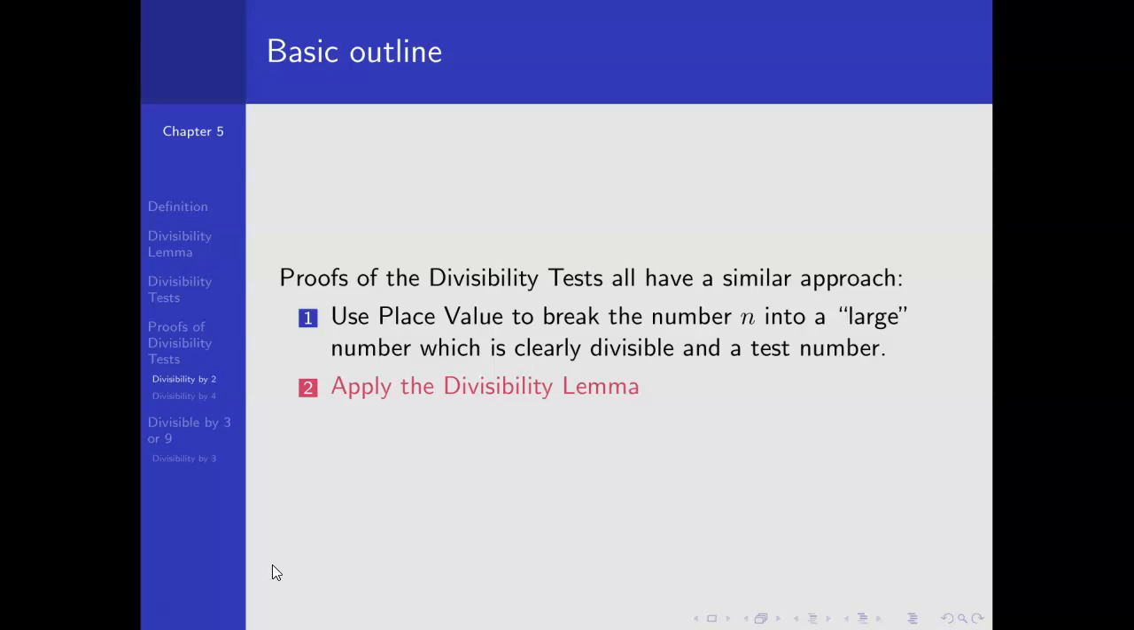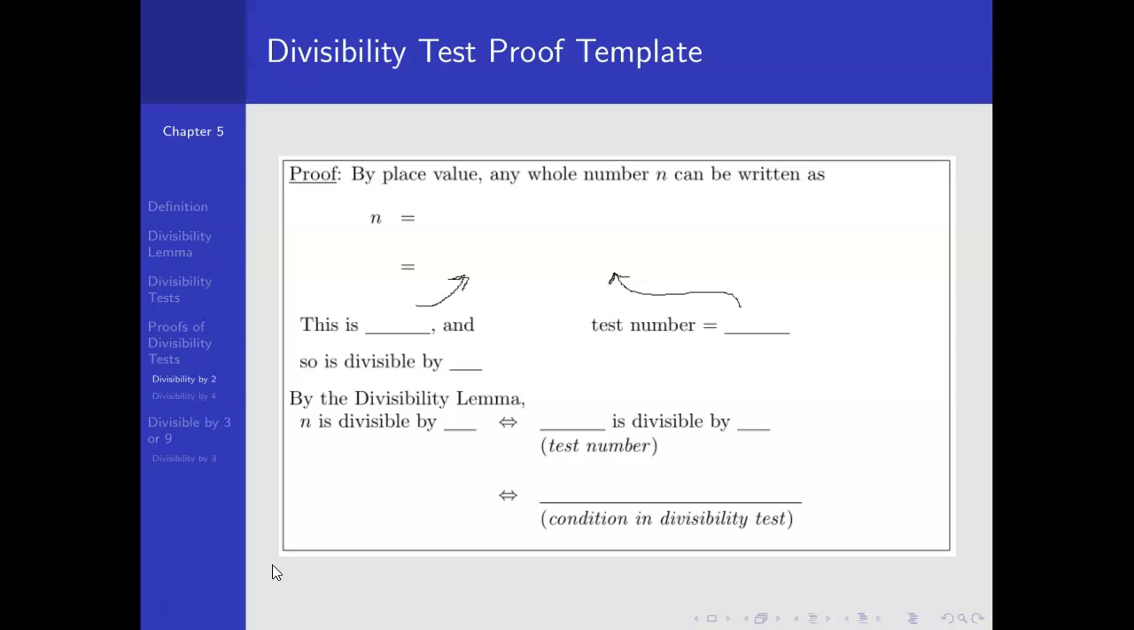After we've done that, we are going to apply the divisibility lemma. And remember, the divisibility lemma tells us about a sum of things. So if we can put 2 parts together, then if the sum is divisible by a number, that only happens if each of the parts are divisible by the number. All right. Now, fortunately, we actually have a template for proofs of divisibility tests, and it looks like this.